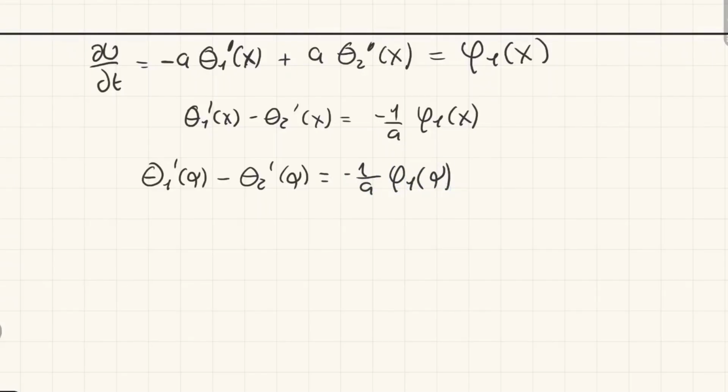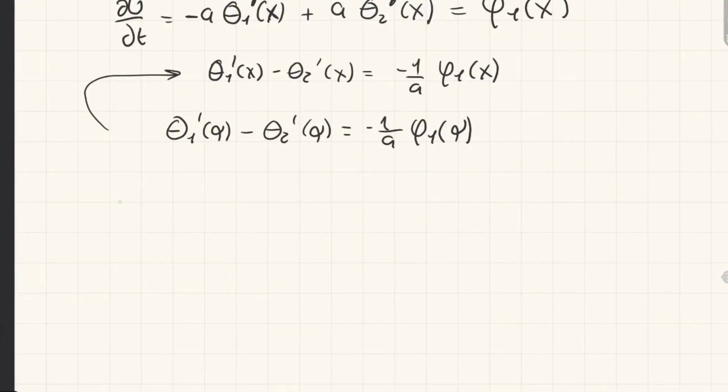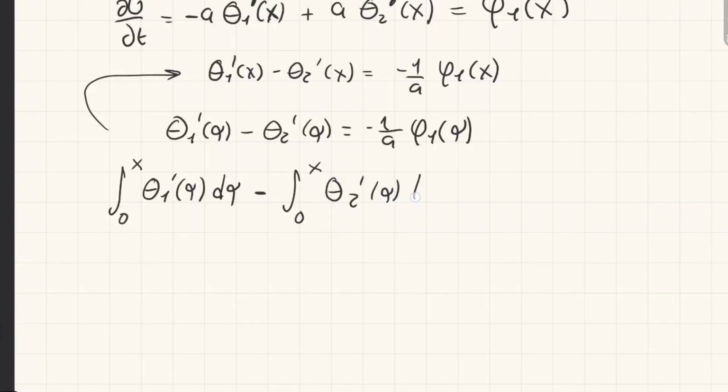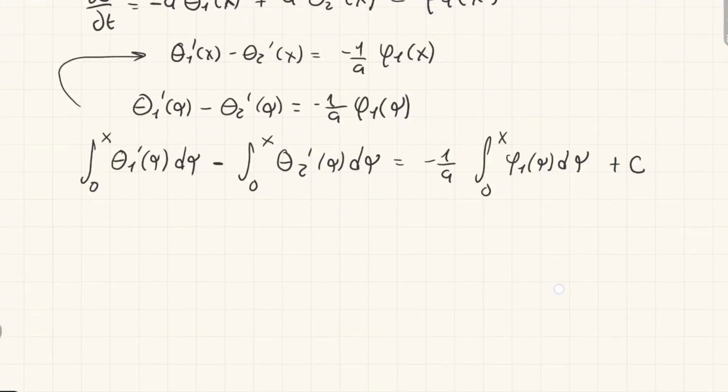phi 1 of alpha. And we are going to take the integral on both sides of the equation just to get back to the variable x that we had before. So we can see this as the integral from 0 to x of theta 1 prime of alpha d alpha minus the integral from 0 to x of theta 2 prime of alpha d alpha, and then equals minus 1 divided by a, the integral from 0 to x of phi 1 of alpha d alpha, and then plus some constant of integration, right?